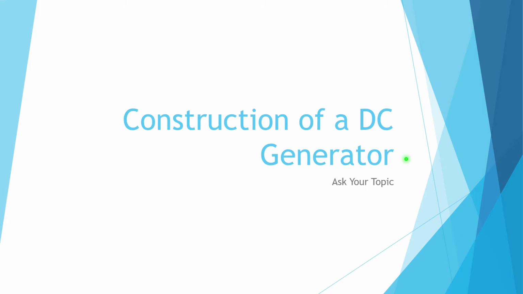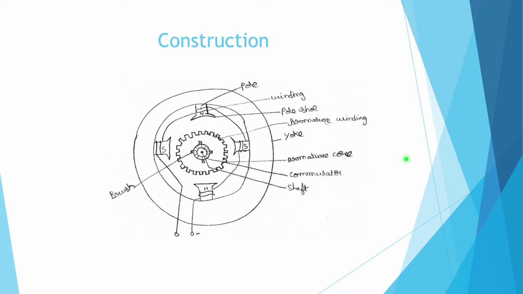Hi, let's discuss the construction of a DC generator. An electrical machine which converts mechanical energy into electrical energy is called a DC generator. So this is the general structure of a DC generator.